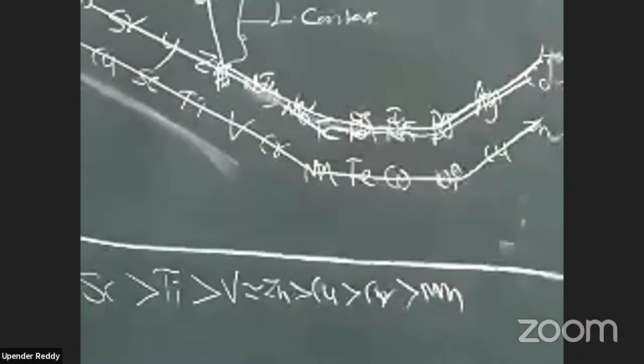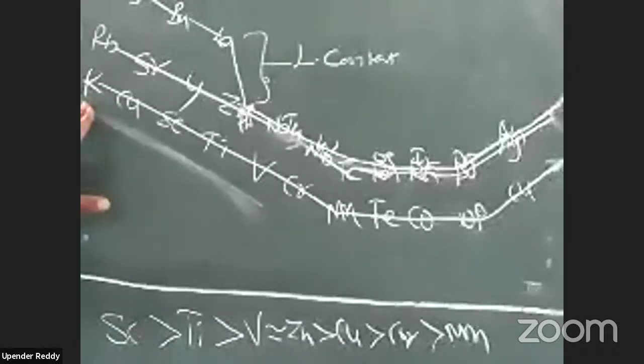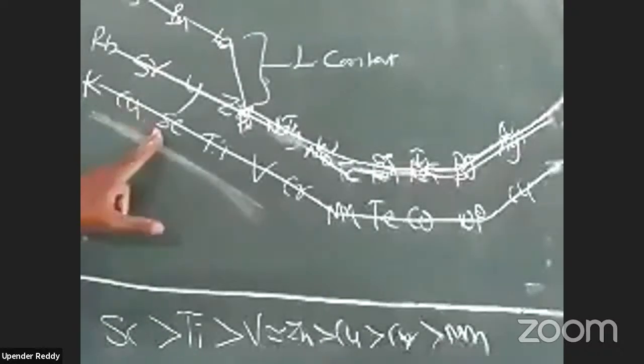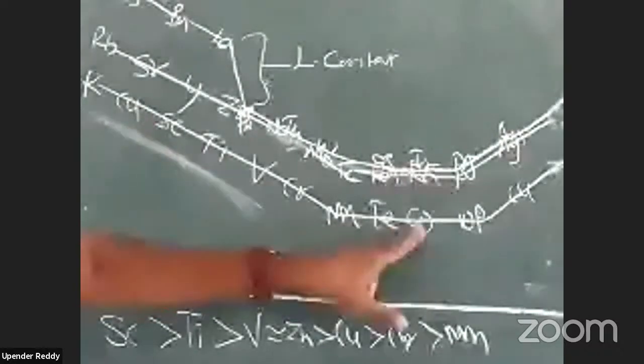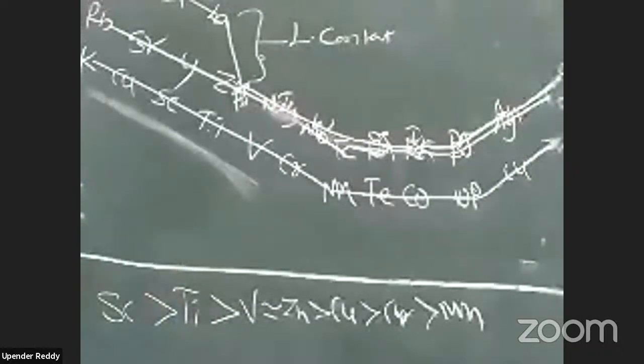Because potassium, starting from here: potassium, calcium, scandium, titanium, vanadium, chromium, manganese, iron, cobalt, nickel, copper, zinc. The size increases because of the group. Rubidium, strontium, yttrium, zirconium, niobium, same. But after that, what happens? Cesium, in case of cesium, listen to me, I will reduce it a little.